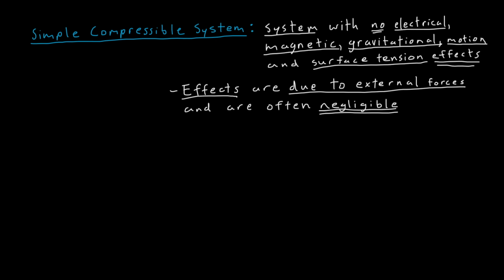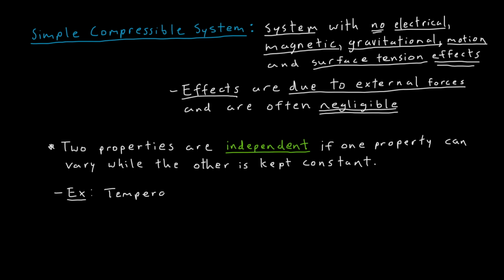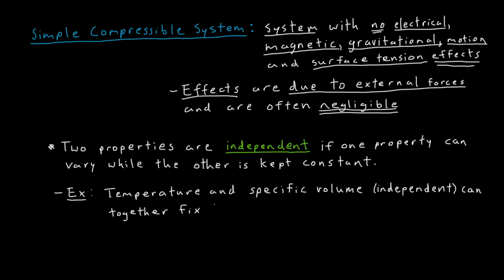And now the state of a simple compressible system can be described by two independent intensive properties, which is again based on the state postulate. And it is also worth noting that two properties are independent if one property can vary while the other is kept constant. And now, for example, temperature and specific volume are both independent properties, which as a result can together fix the state of a simple compressible system.